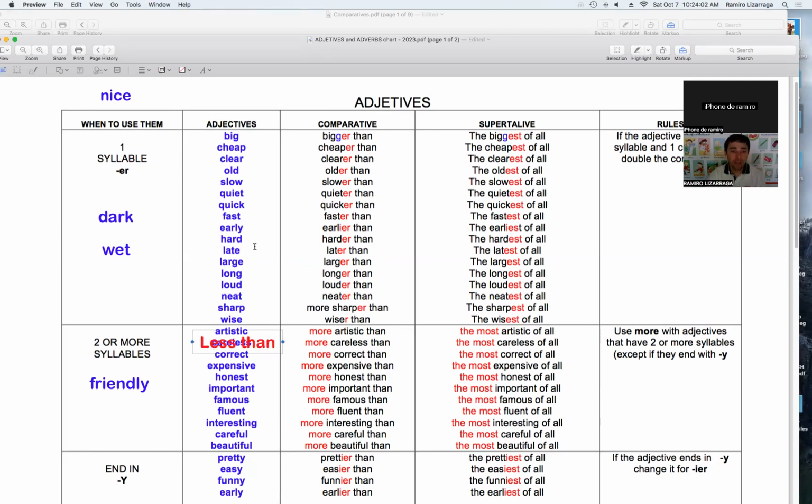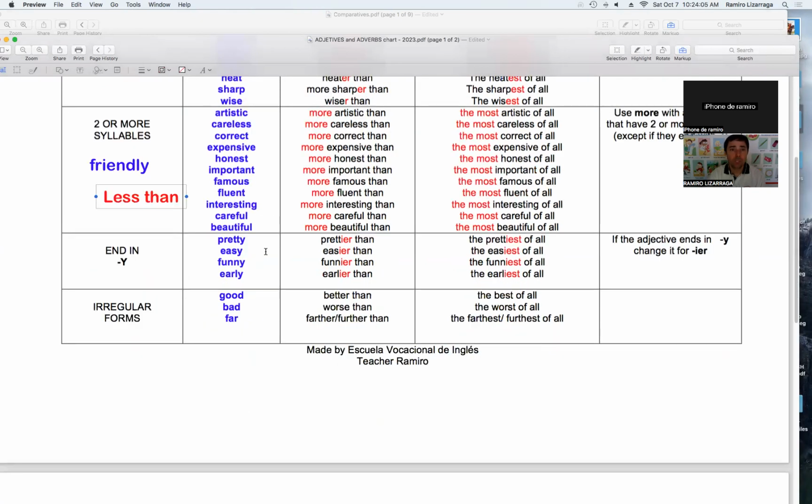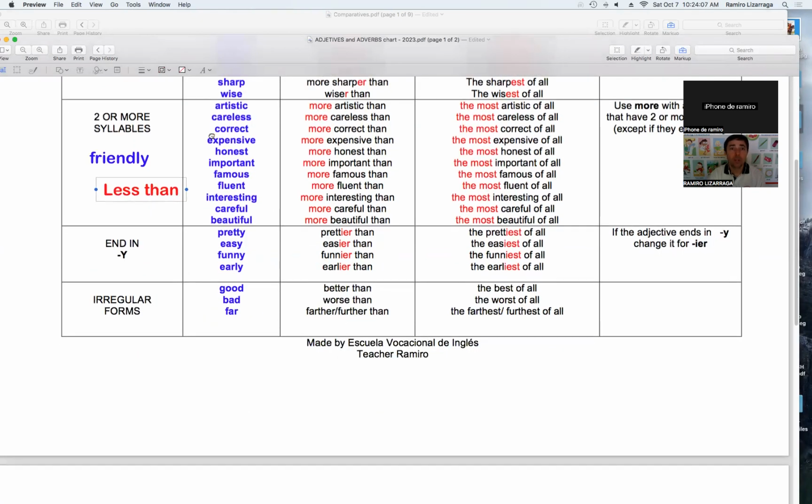But we can use it with these. With artistic, yes. With careless, with correct, with expensive, yes. With those adjectives that have more than two syllables, yes, we can use it. Pretty, two syllables, yes, we can have it. Easy, funny, early, yes, we can use it with these. Good, one syllable. Bad, one syllable. Far, one syllable. We cannot use it with these adjectives. They have one syllable.